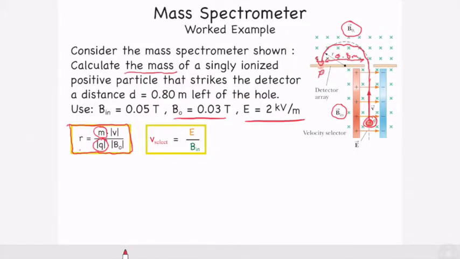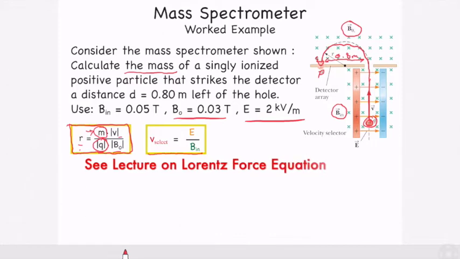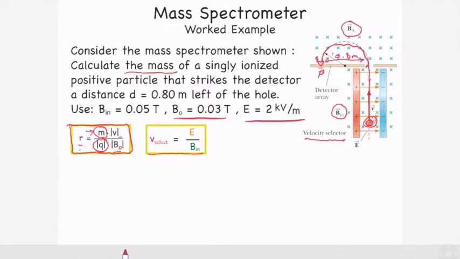In this case, we are trying to solve for the mass, so we're going to rewrite this equation to solve for m in terms of the radius of curvature, the charge, the velocity of the particle, and the magnetic field. And then we also have this equation that tells us what speed of particle will make it through the velocity selector region undeviated, so that it actually passes through this little opening.